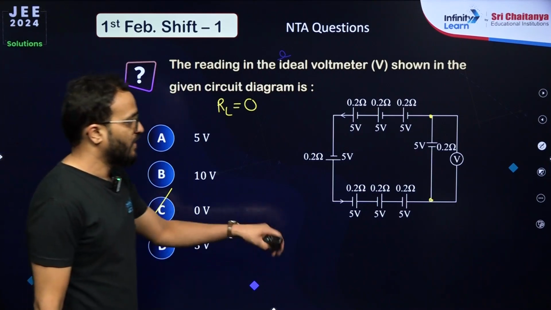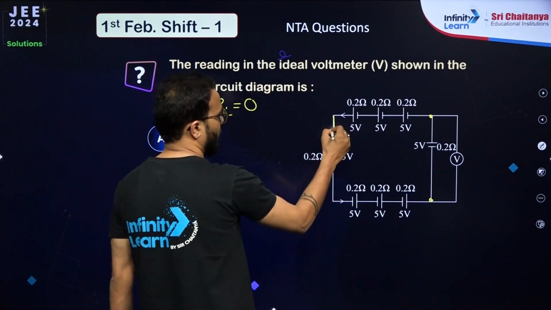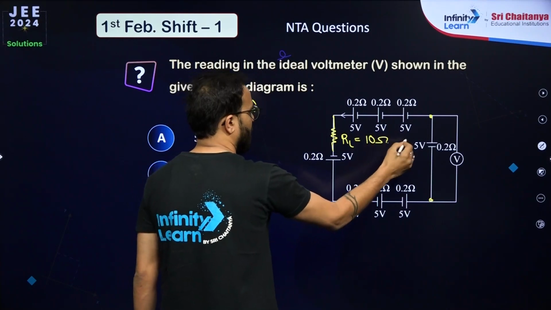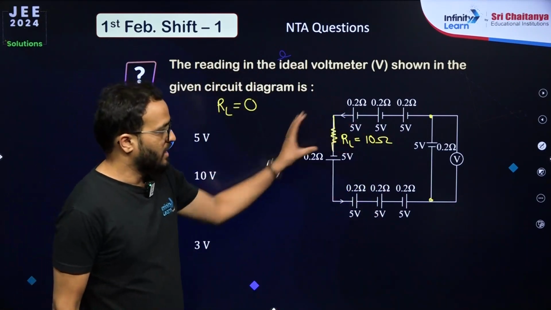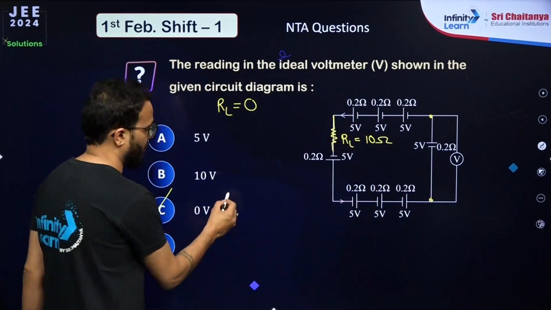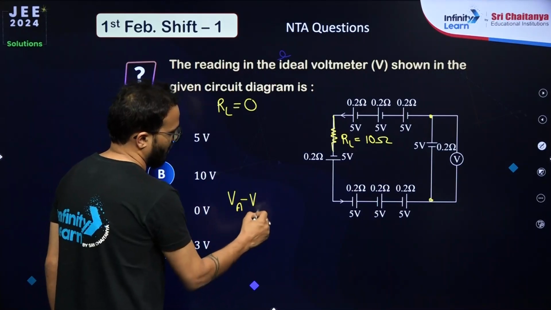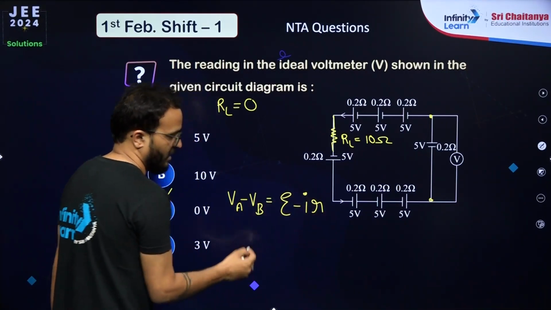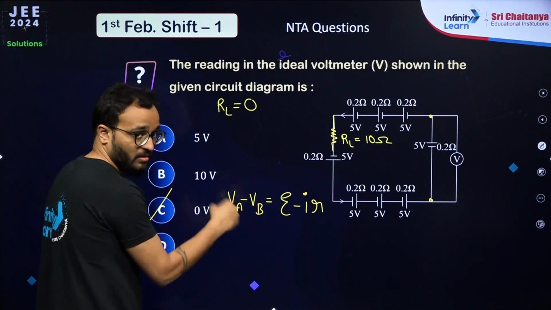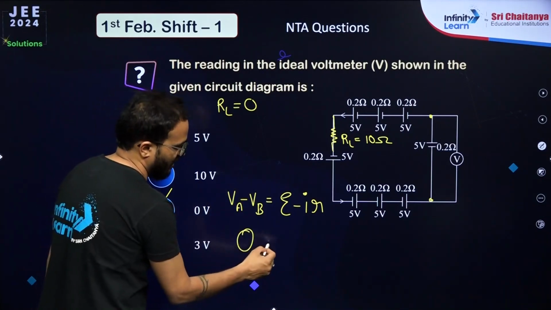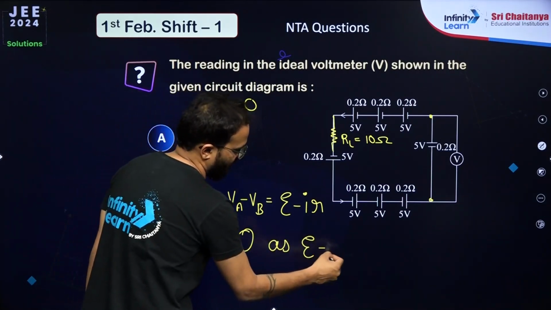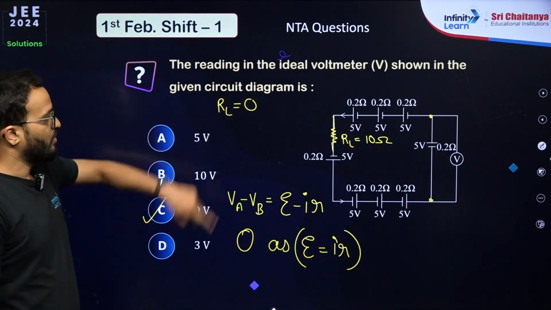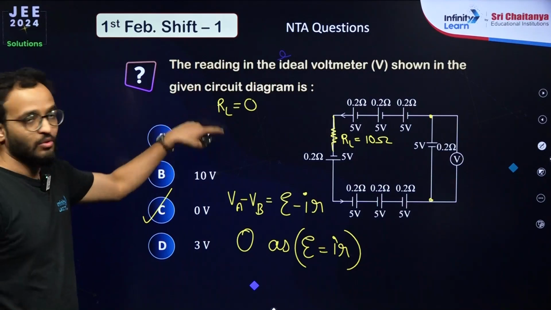Clear? If there would have been any load resistance, like if they had given some load resistance RL as, suppose, 10 ohms, then we need to find the current and use this concept. Terminal voltage across every cell will be EMF minus IR. In this case, this terminal voltage will be 0. Why? As EMF is equal to IR only. Right? That's why terminal voltage is coming out to be 0, because there is no load resistance.